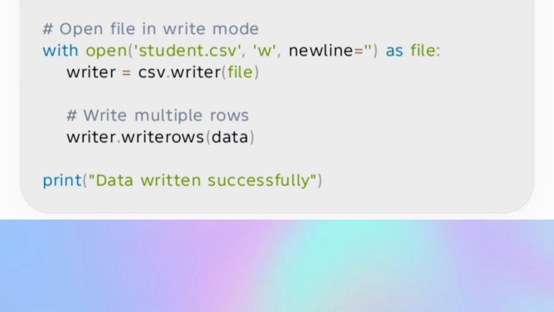Write multiple rows: writer.writerows. writerow means it writes only a single row of data. writerows writes multiple rows of data. Print 'data written successfully'. This is a text message, and that message is shown on the console.